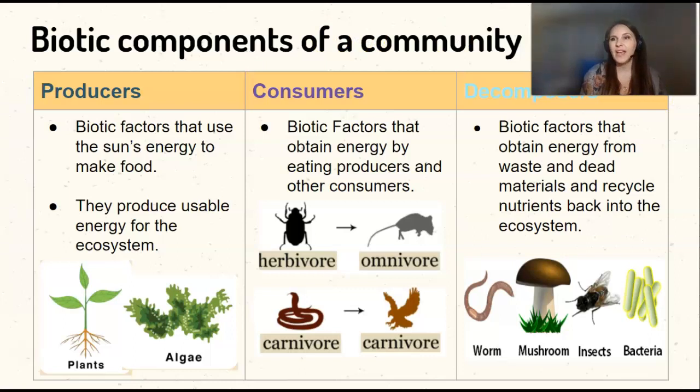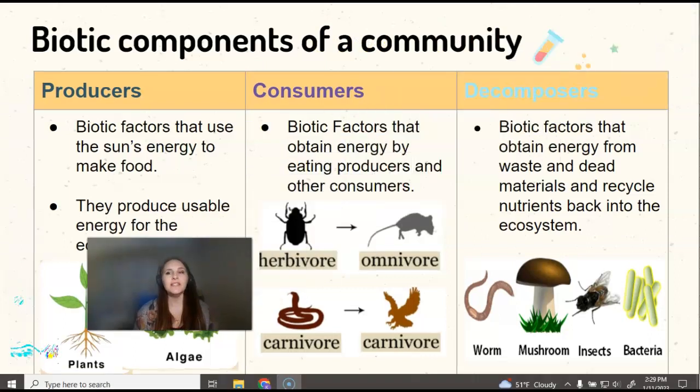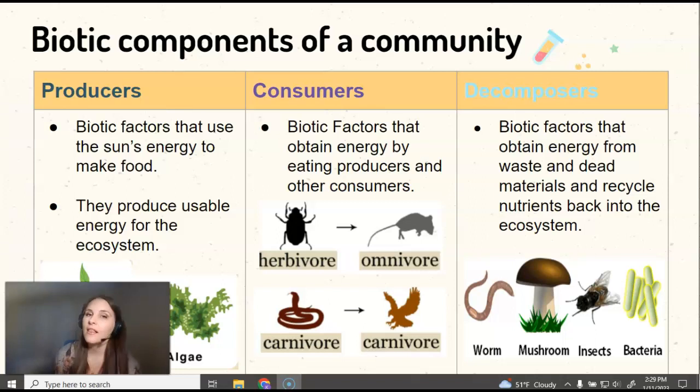And then finally, we have the decomposers. The decomposers are the biotic factors, living things, that obtain energy. This is where they get their energy from. They get it from waste, when other animals and things go to the bathroom, and dead materials, and recycle nutrients back into the system. So here we're talking about things like worms and mushrooms and insects and bacteria. They eat the waste from other animals or other living things, or the dead animals or dead plants and things, and that's where they get their energy from.